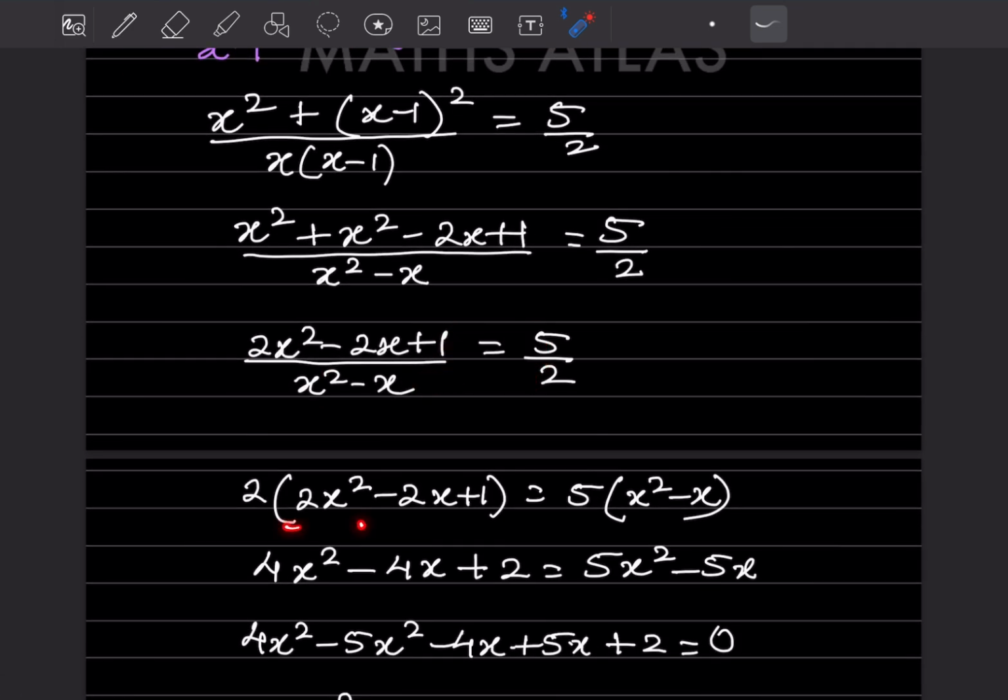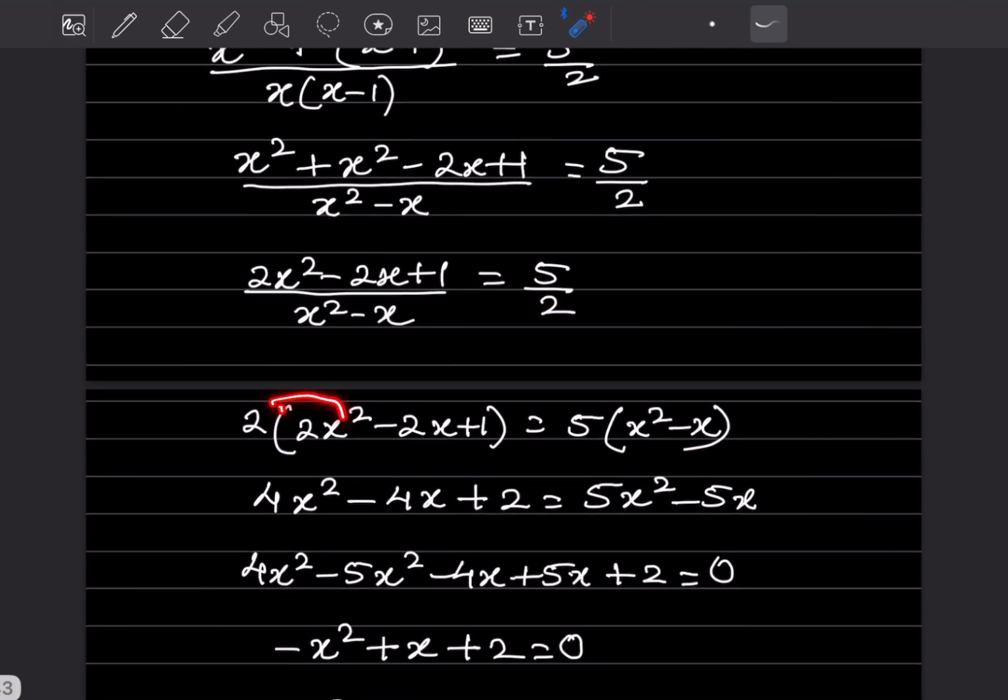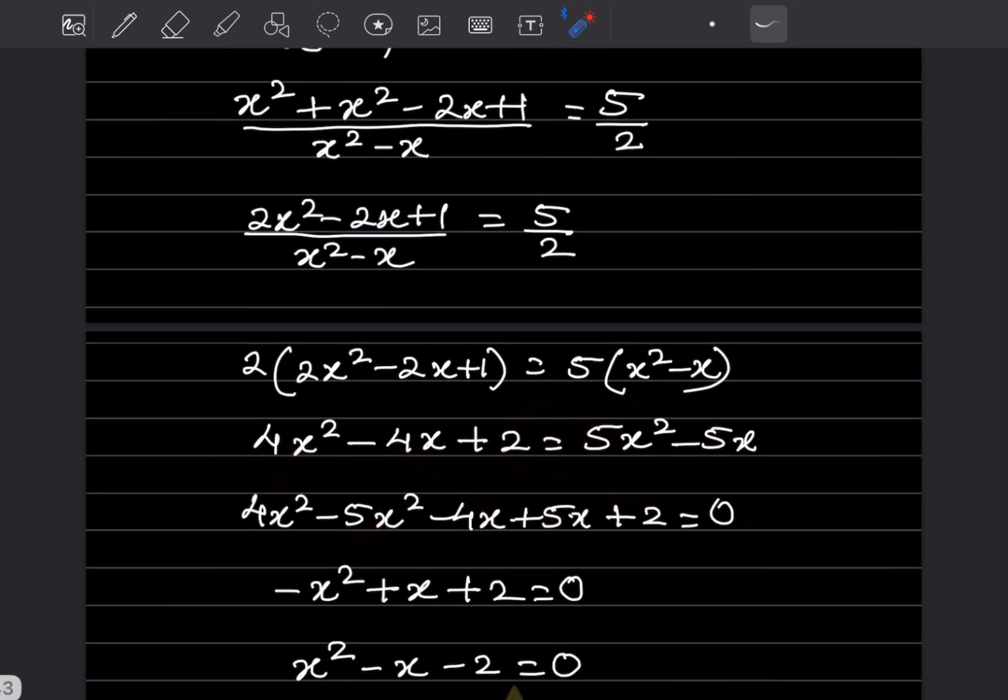So 2 into 2x square minus 2x plus 1 is equal to 5 into x square minus x. So this will be 4x square minus 4x plus 2. That will be 5x square minus 5x. So 5, this will be here. This you take here, that will be minus 5x square minus 4x. This is going to be plus 5x, and this will be plus 2 is equal to 0.